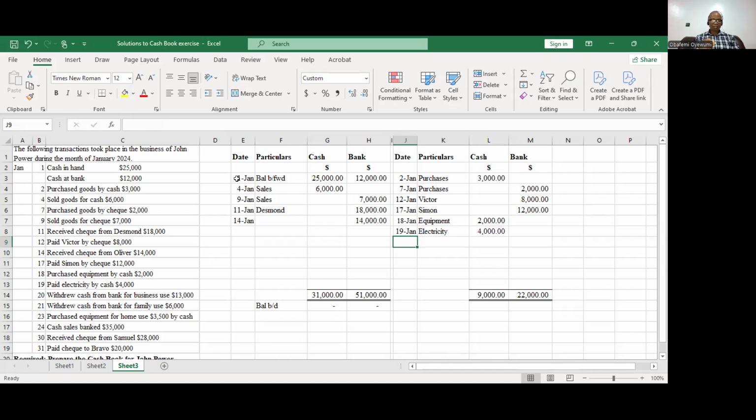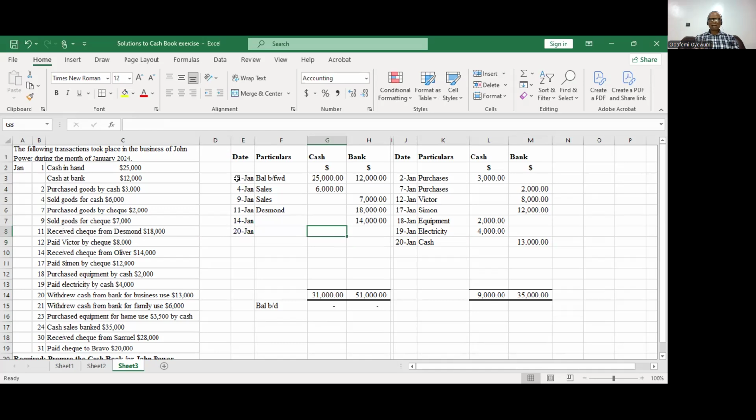Withdrew cash from bank for business use. Now, take note of this. On the 20th of January, they withdrew cash. Because they went to the bank to withdraw, you're going to have their cash. But then in your bank column, you're going to record the amount that you withdrew from the bank, 13,000. Now, the corresponding entry, this is a contra entry.